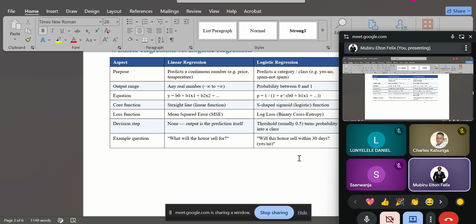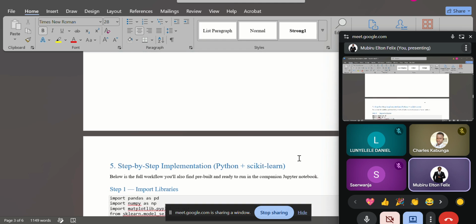So then the example questions here would be, what will the house sell for? It can be any value from the minimum up to the max, any real number. Or, will this house sell in 90 days or in 30 days? Yes or no. So those are the classes.